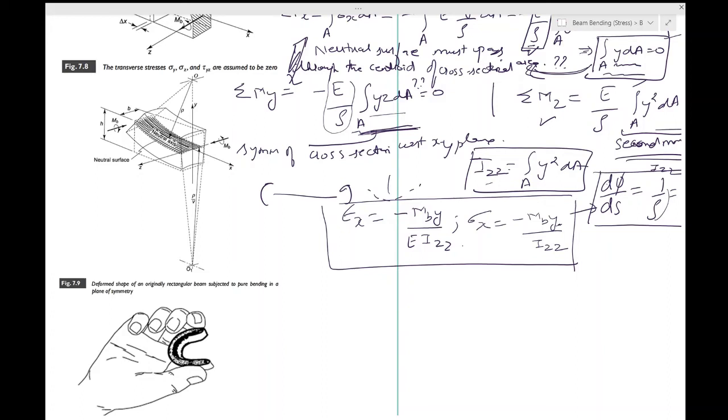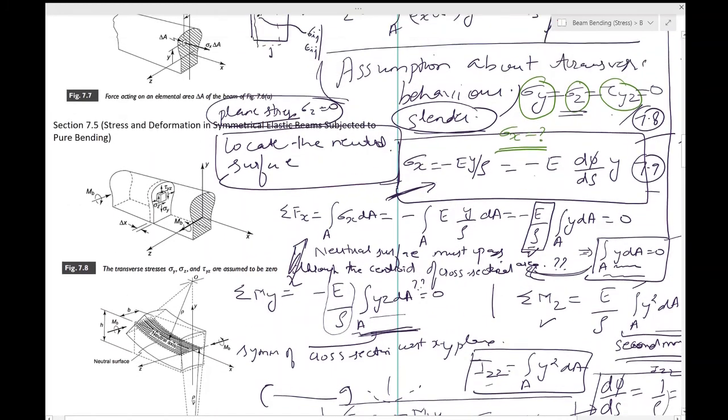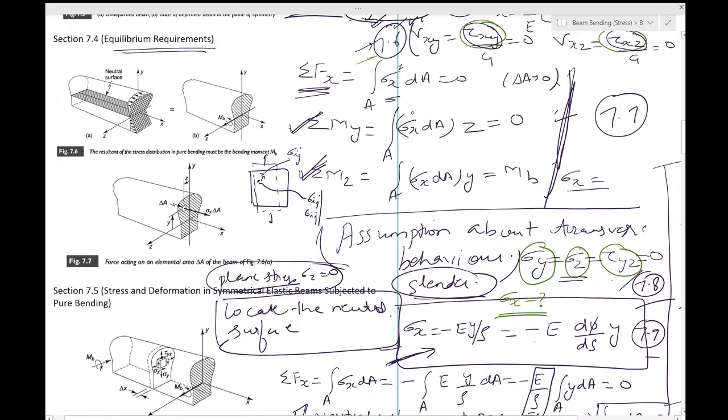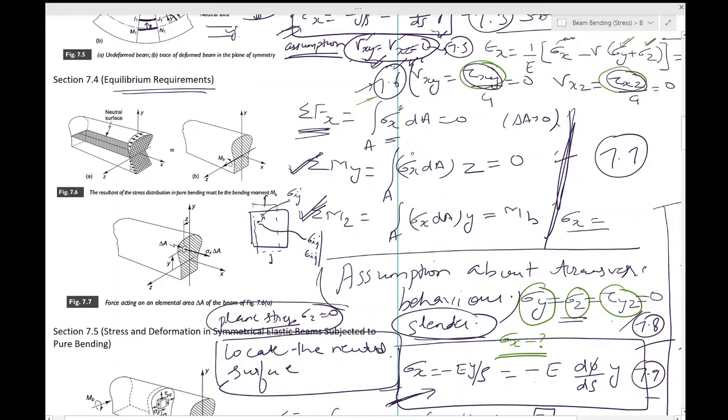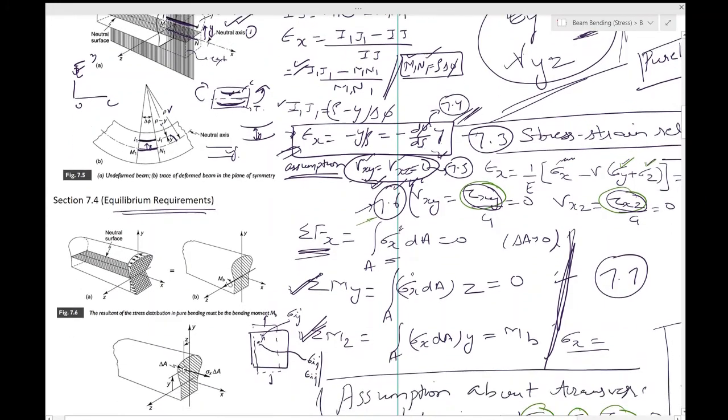Now, just to complete and find the other strains, we found all the stresses and we found epsilon x. There are some other strains as well which were left out. Remember, we were inconclusive about epsilon y, epsilon z, and gamma yz. So let's see now whether we can do that.